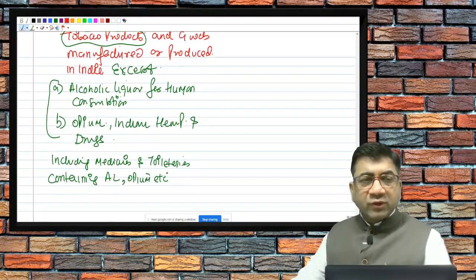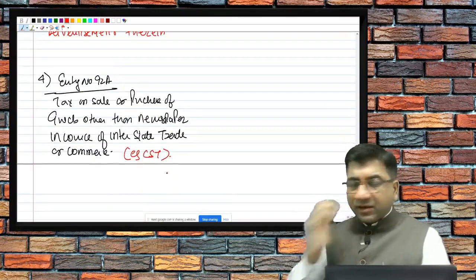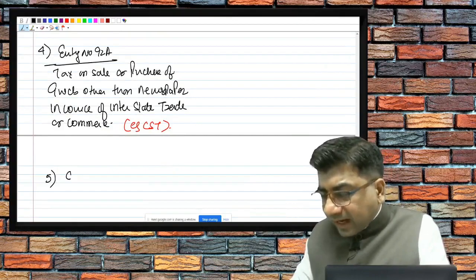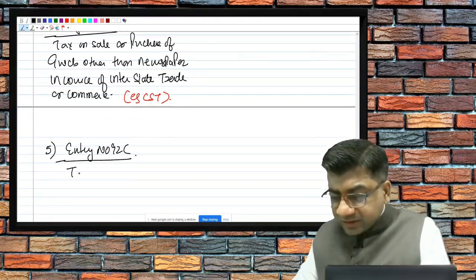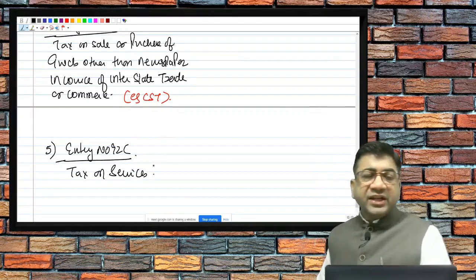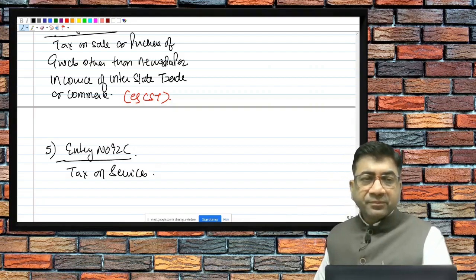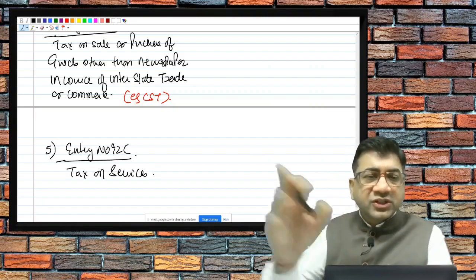Here excise duty was levied. Customs duties were levied. Now one more entry. Again leave 2 or 3 lines below, not more than that. Entry number 92C, tax on services. Entry number 92C authorized the central government to levy service tax. These were the key entries of the central government before the introduction of GST.